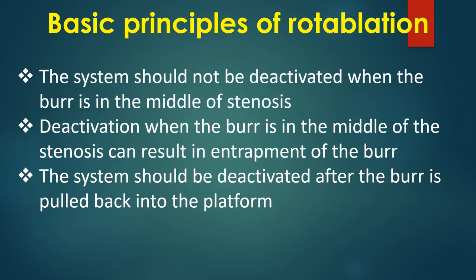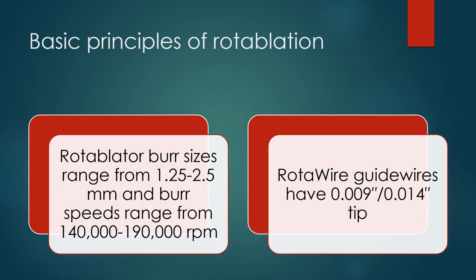The system should not be deactivated when the burr is in the middle of the stenosis. Deactivation when the burr is in the middle of the stenosis can result in entrapment of the burr. The system should be deactivated after the burr is pulled back into the platform. Rotablator burr sizes range from 1.5 to 2.5 mm and burr speeds range from 140,000 to 190,000 rpm.